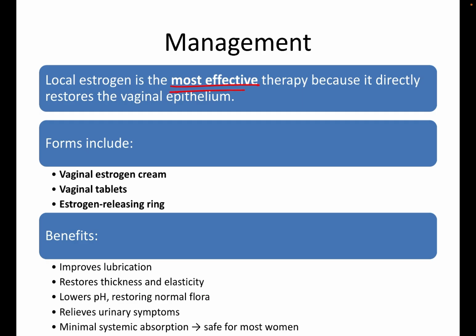Local estrogen is the most effective therapy because it directly restores the vaginal epithelium. The forms include vaginal estrogen cream, vaginal tablets, and estrogen releasing ring. Benefits include improved lubrication, restored thickness and elasticity, lowered pH, restoring normal flora, relief of urinary symptoms, minimal systemic absorption, and it is safe for most women.